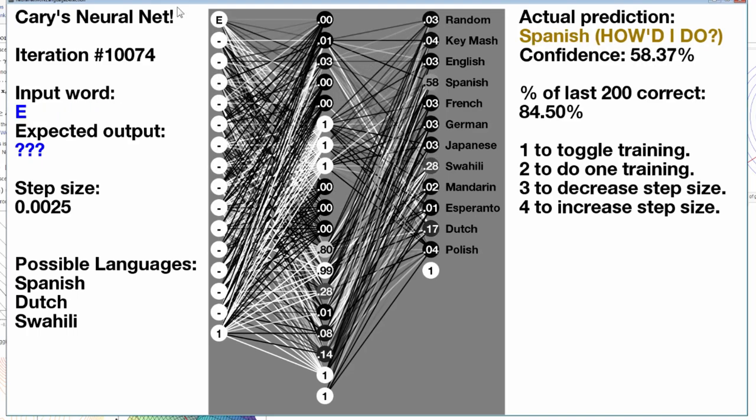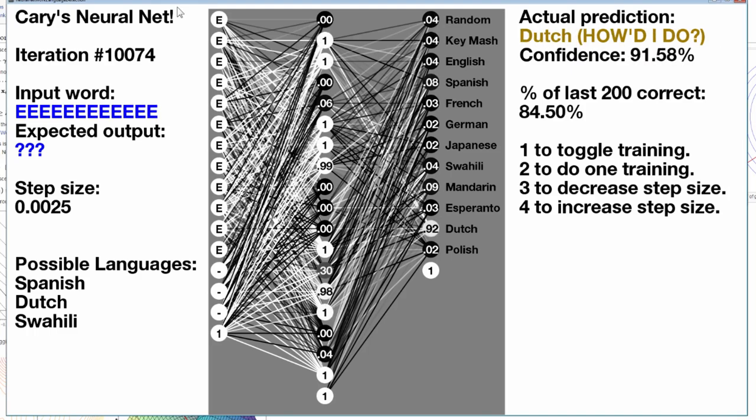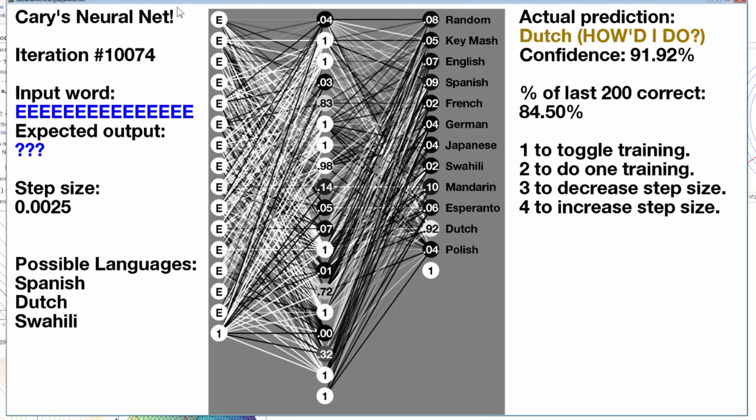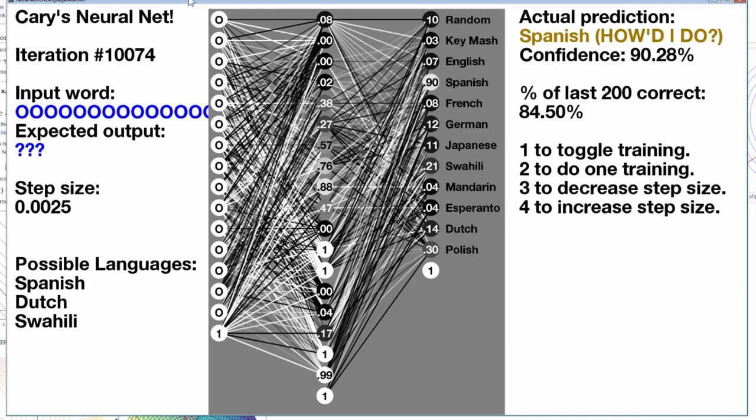I didn't try that for the other ones, but that's a bunch of E's. Screeching is for the Dutch, it looks like. That's a really high confidence. 91%. So what about ooing? No ooing over pointless numbers. So Spanish is the most ooey language.